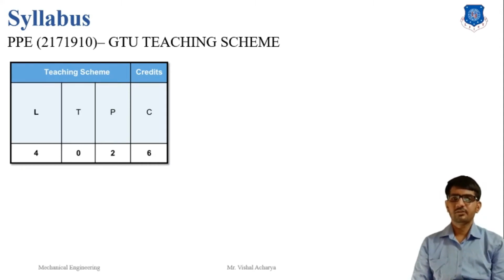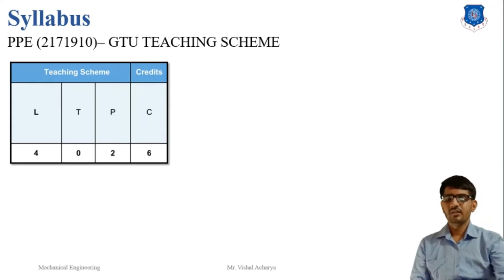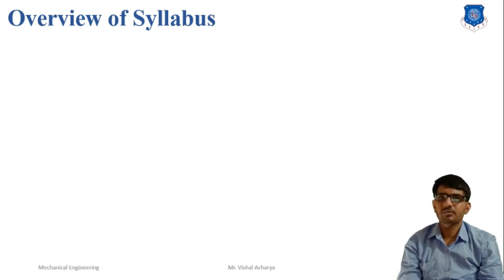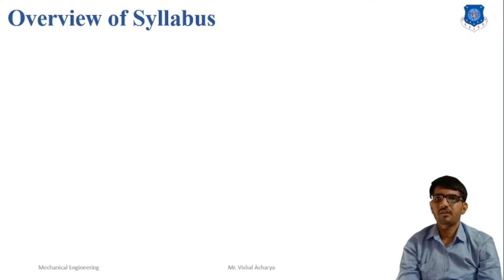Our next topic is the discussion of the GTU syllabus for Power Plant Engineering. The subject has 6 credits in the GTU syllabus, 4 for theoretical lectures and 2 for practicals, which are of two hours duration. Here we have 12 modules. First we will discuss the overview of the syllabus, steam turbine overview, gas turbine and nuclear power.